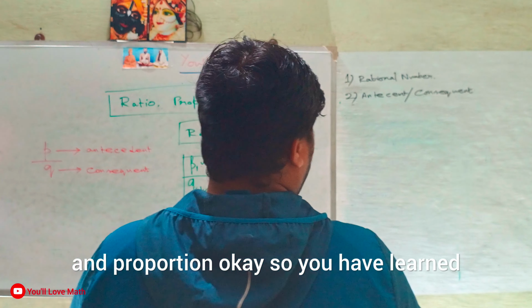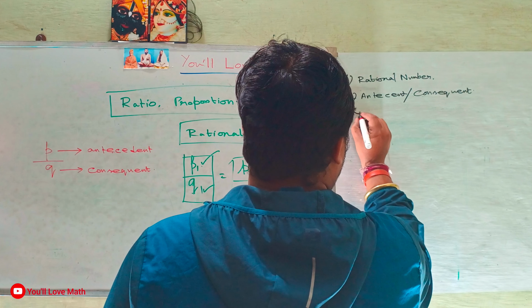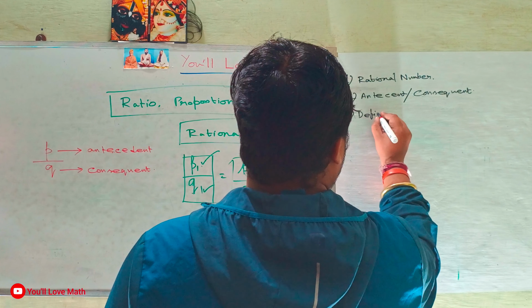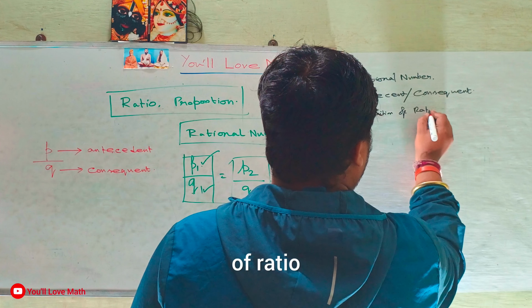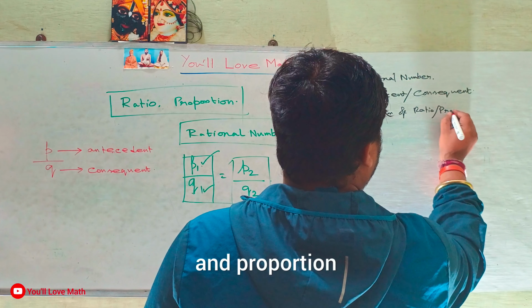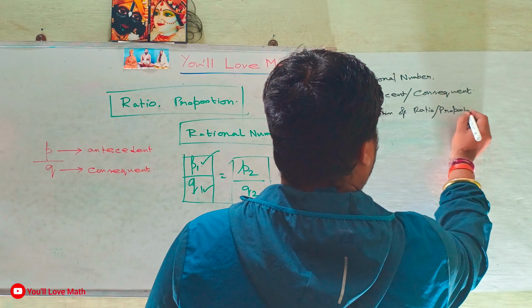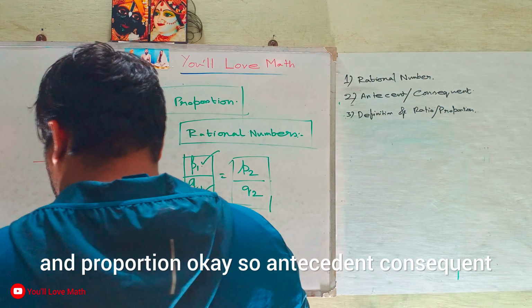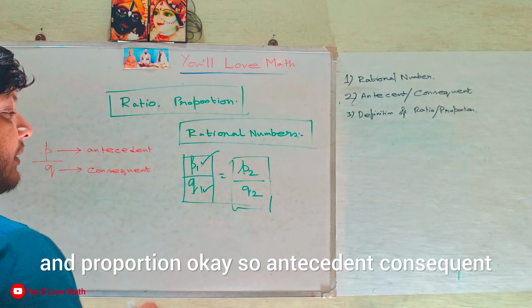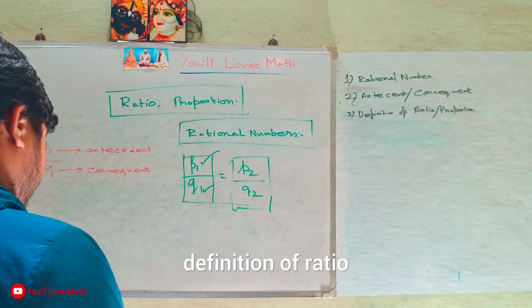So you have learned the definition of ratio and proportion. Antecedent, consequent, definition of ratio and proportion.